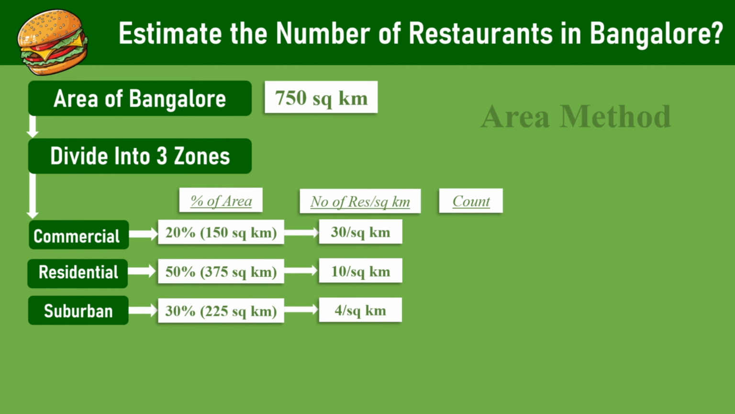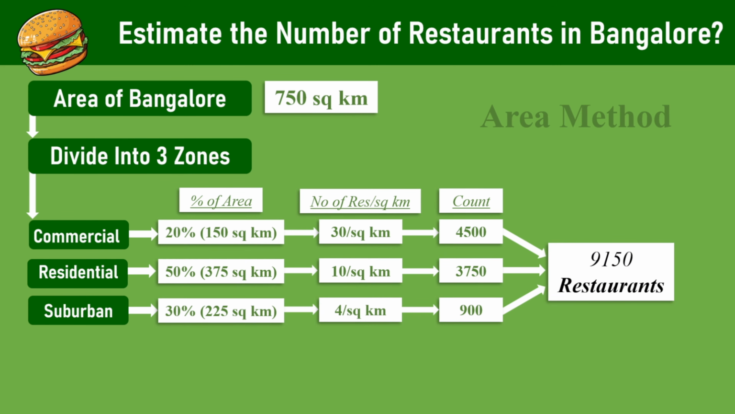So now if we multiply the area under each zone by the number of restaurants per square kilometer, we get the count for that area. So in the commercial zone, there are about 4,500 restaurants. In the residential zone, the number is about 3,750. And in the suburban zones, the number is near 900. So in total, we get 9,150 restaurants in the city of Bangalore using the area method. If you have noticed, we have gotten a very similar answer using both the area and the population method, which shows our approach is correct.